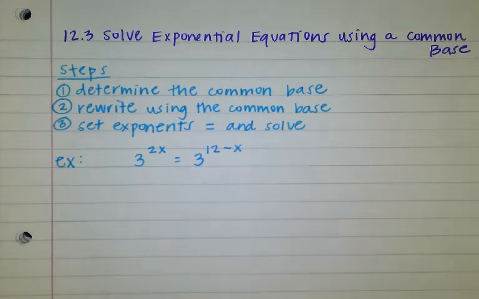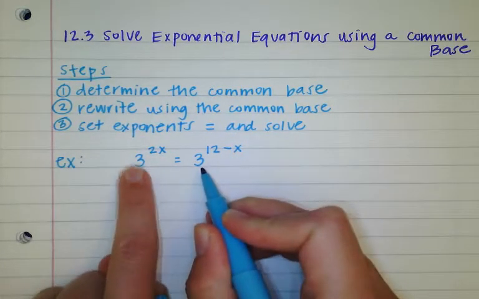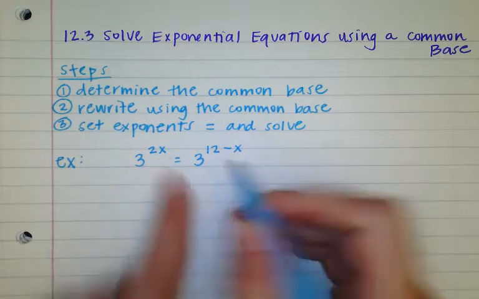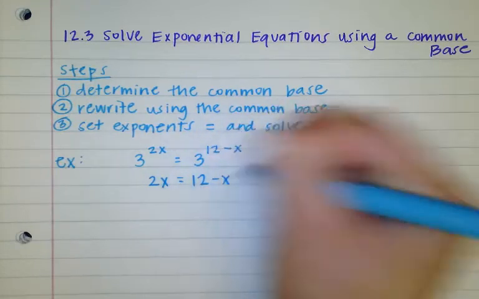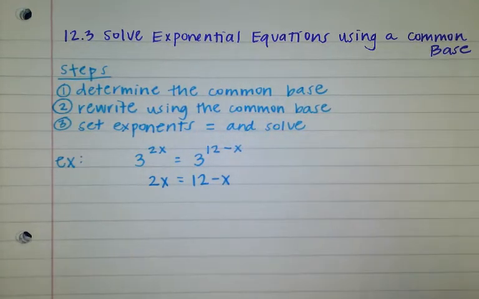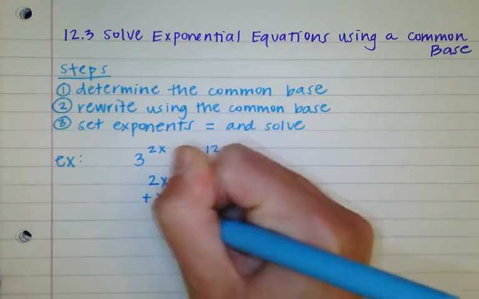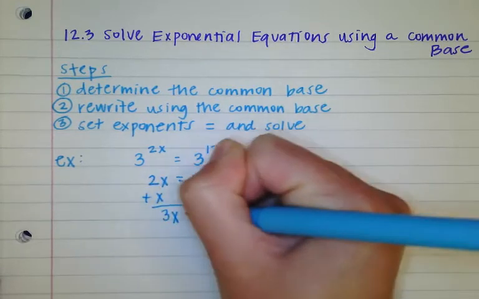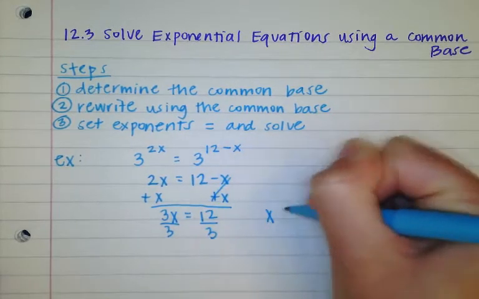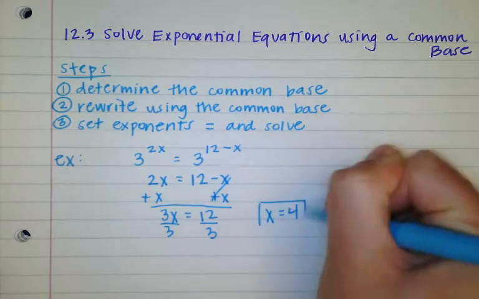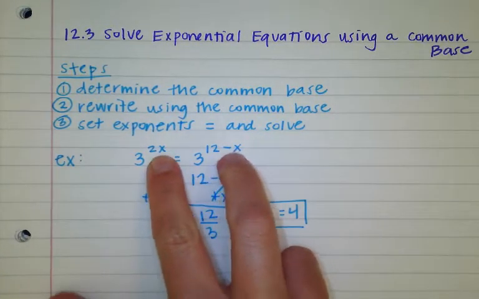Okay, so let's look at this first one. The bases are the same. So if I wanted this left side to equal the right side, I would just need for the exponents to equal each other. And then all I'd have to do is solve a normal equation from here. So I'd add this x to cancel it. 3x equals 12. So x is 4. So they had a common base of 3, so I just had to make the exponents equal.